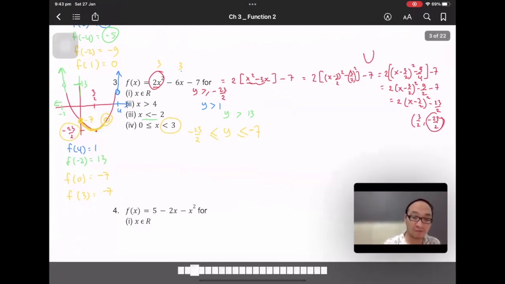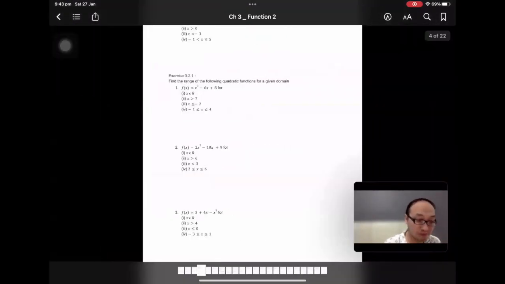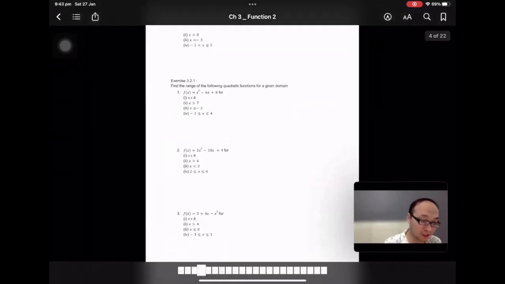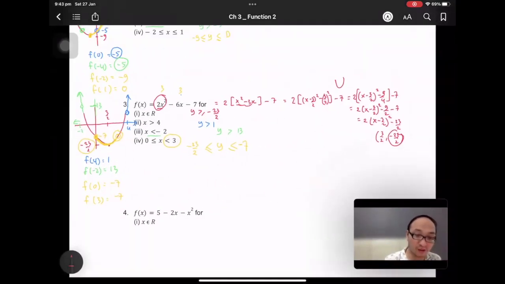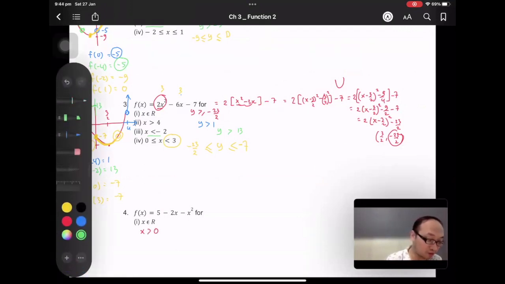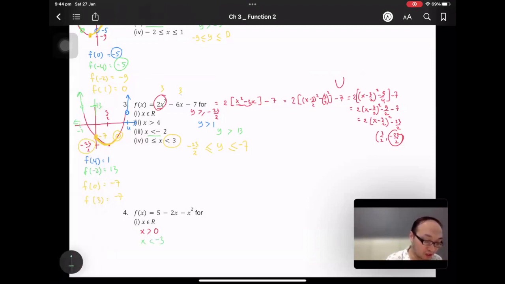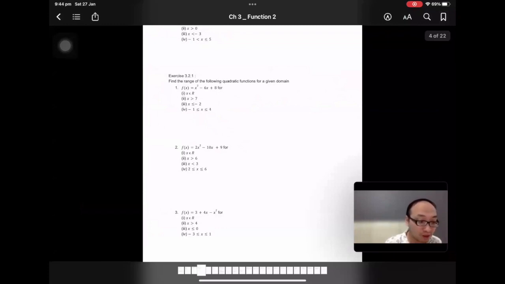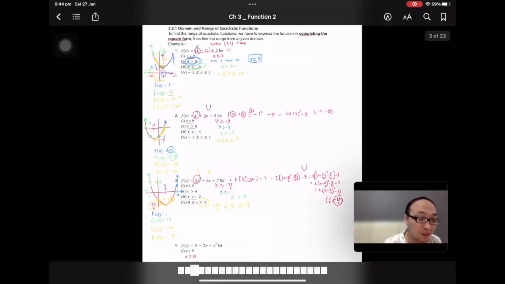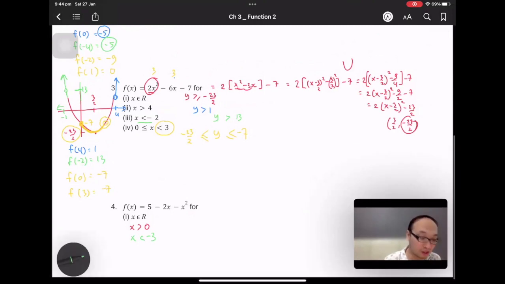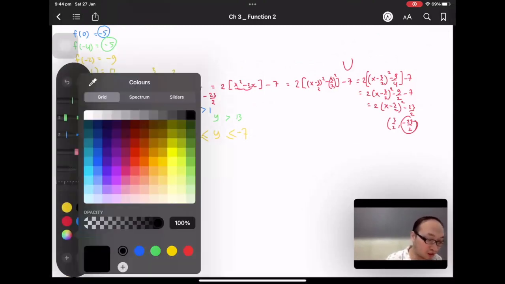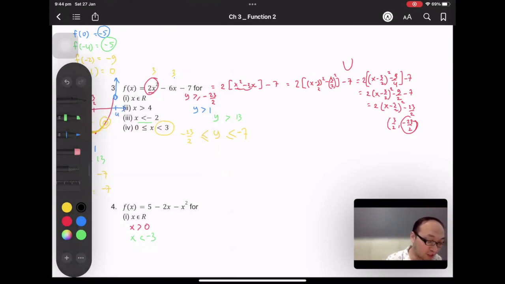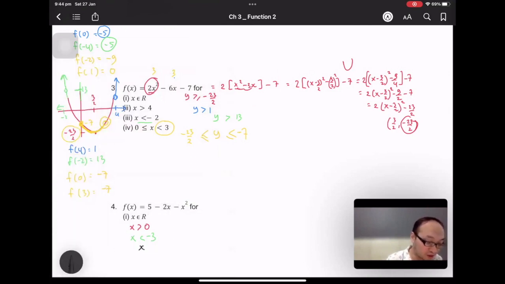Number 4, let me copy the question. x greater than 0, x smaller than -3, and -1 until 5 inclusive. I change the color. I use black, yeah. x, -1 until 5 inclusive, yeah.